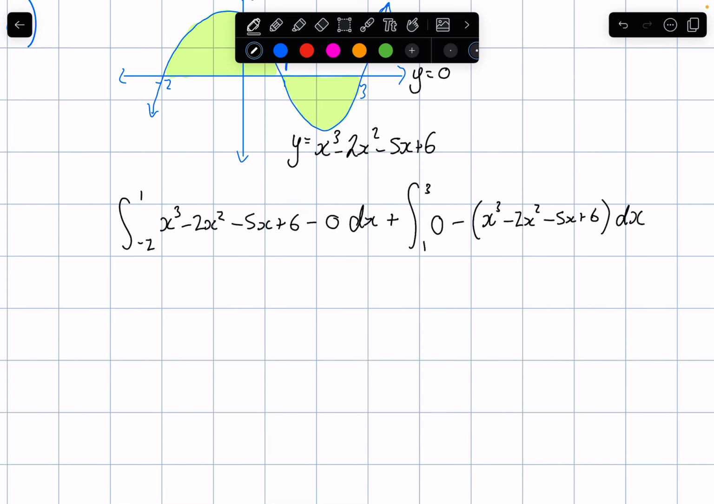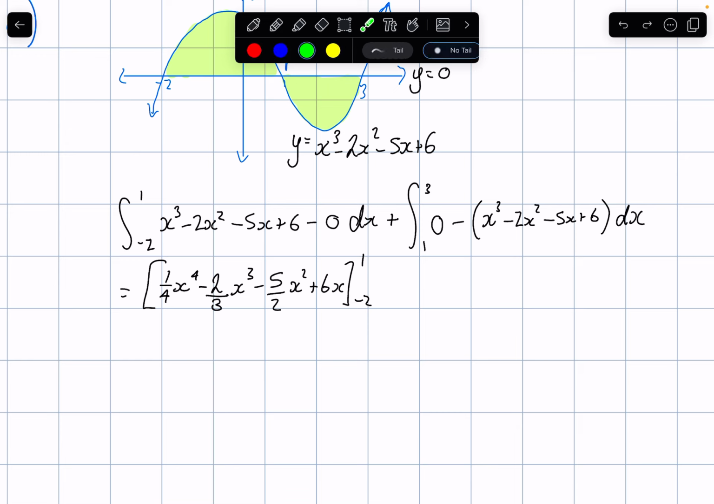So this first integral, we know goes to 1 on 4x to the 4, minus 2 on 3x cubed, take 5 on 2x squared, plus 6x. I'm going to solve that from negative 2 to 1. And then this negative, I'm going to bring out the front like we did above.